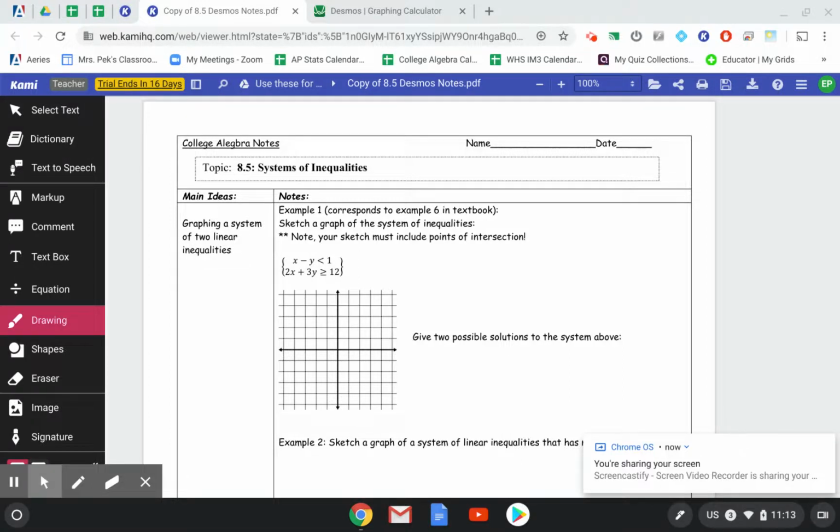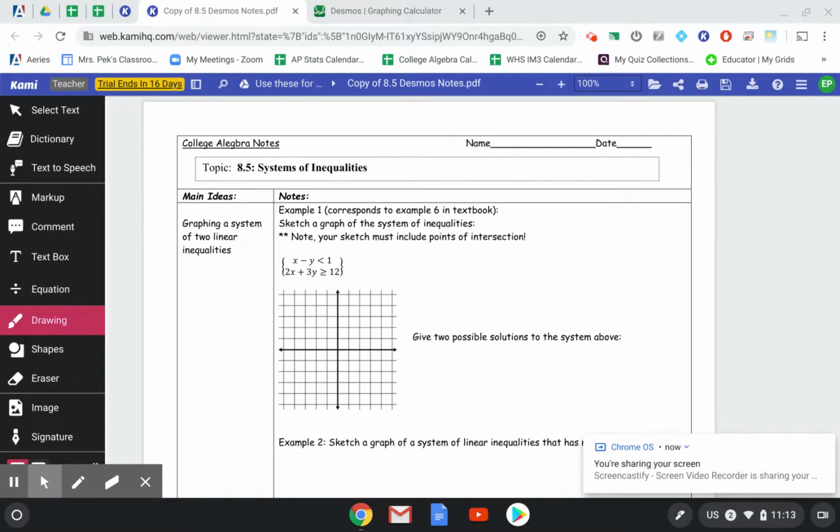Hi class. Today we're going to be looking at section 8.5, which is systems of inequalities. We're going to look at linear and nonlinear inequalities here. And again, we're going to be using our Desmos graphing calculator to get all of our graphs. And then just make sure you sketch a good, pretty accurate picture for each problem, and then answer the question if it asks for more.